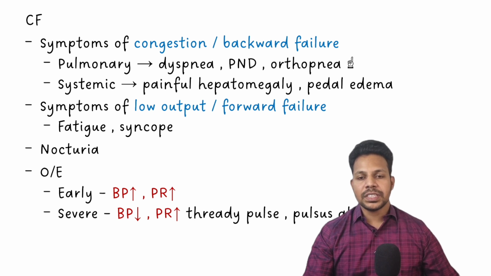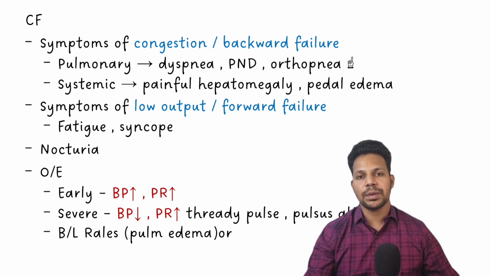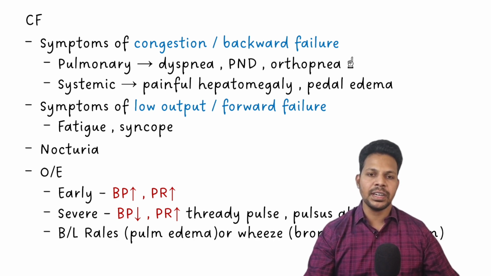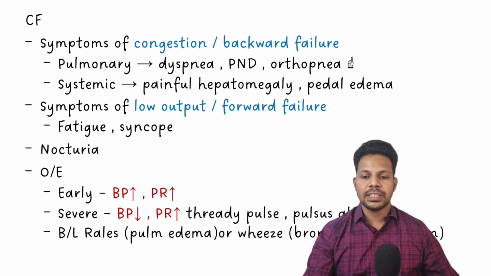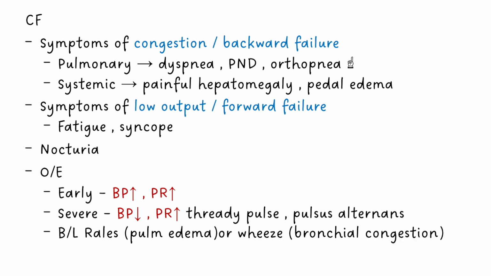Then on examination of the chest, you will have bilateral rales or bilateral crepts because of pulmonary edema, and wheezes as well if the patient has bronchial congestion. See, pulmonary edema is because the alveoli are filled with fluid, whereas wheezes can be because of bronchial congestion because of fluid accumulation, and sometimes the pulmonary edema can also irritate the bronchi, thereby causing bronchospasm. That can also result in wheezes.